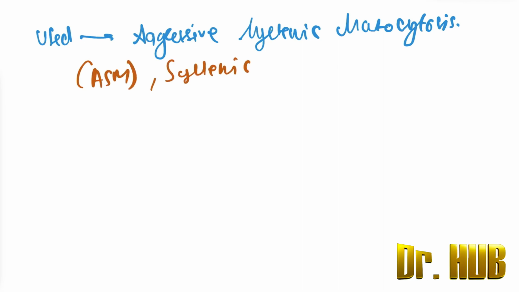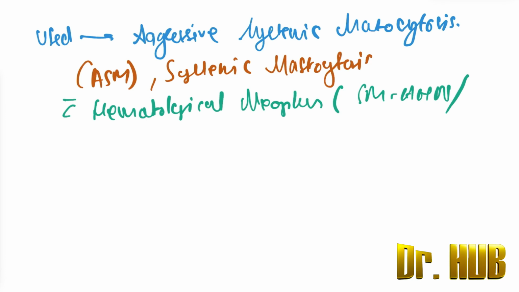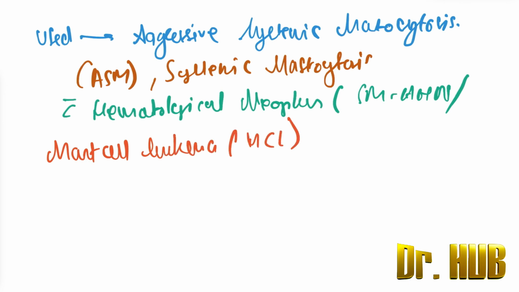Then comes the systemic mastocytosis, and this is associated with the hematological neoplasm, that is the SMAHN, or there is also the mast cell leukemia, that is nothing but the MCL.